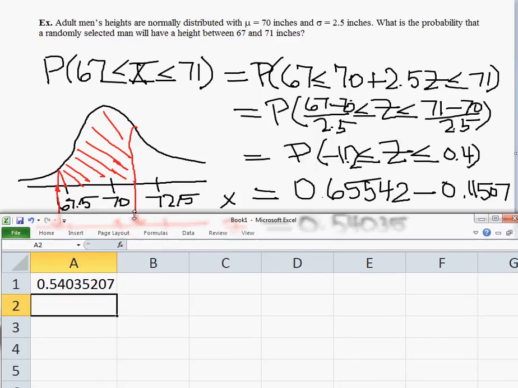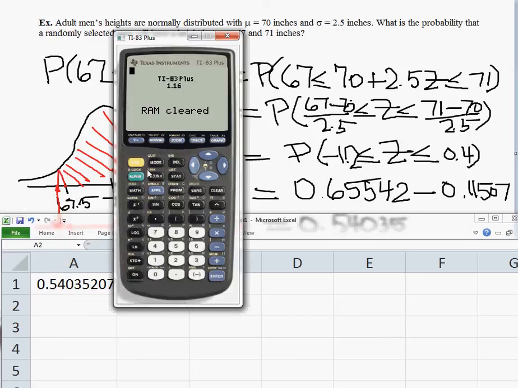The third way of doing the problem would be to use a calculator. And so let me show you how to do that. So the command on a TI-83 Plus would be distribution. I go to normalcdf, and I type in negative 1.2, 0.4.